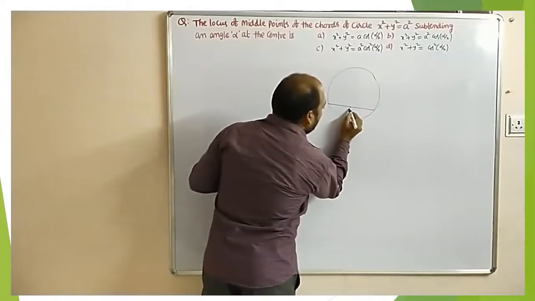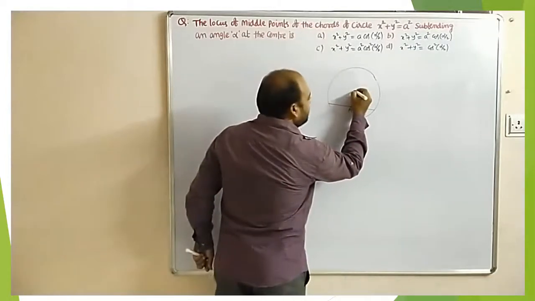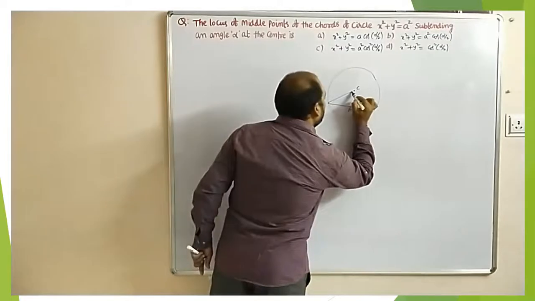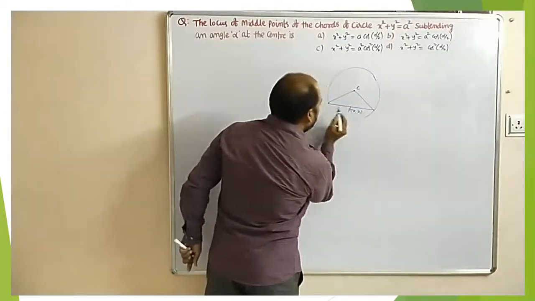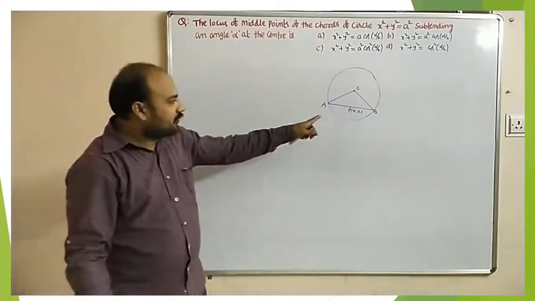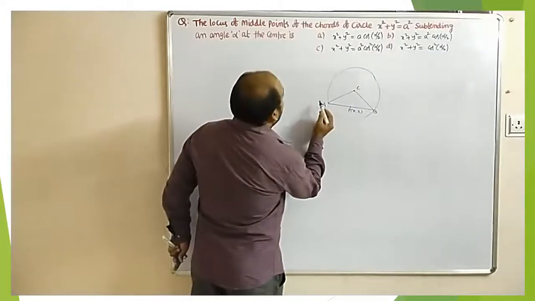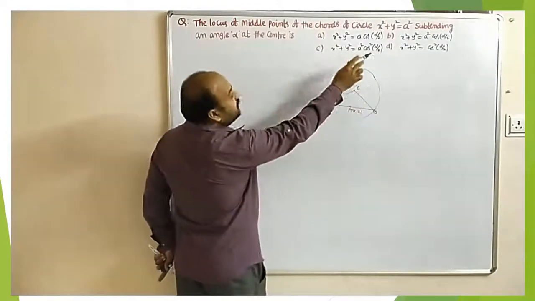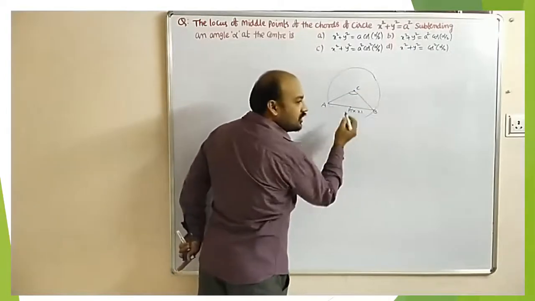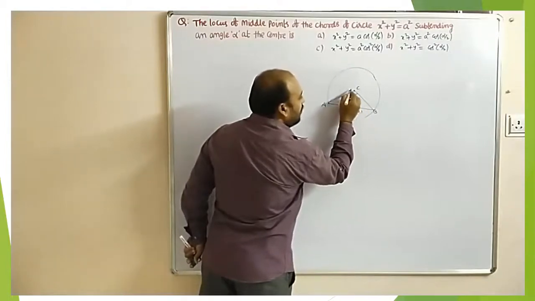Let P of (x1, y1) be the middle point of the chord and C be the center. Join AC and CB. Here you have to give the names A and B. AB is a chord. P is midpoint of chord. So AC, BC, subtending an angle alpha. So angle ACB is alpha.